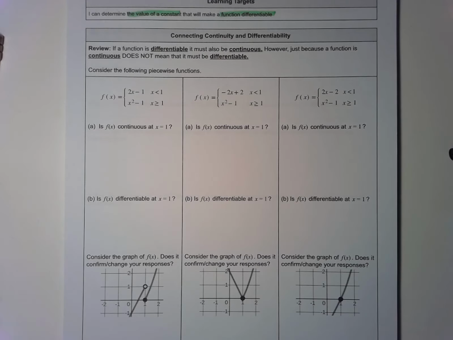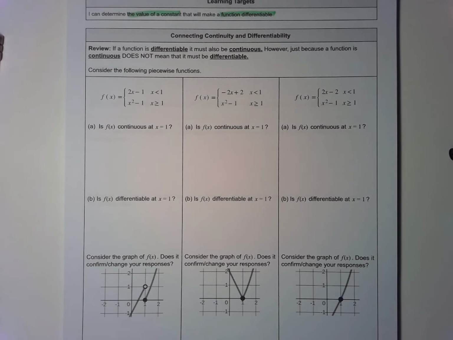As a review, if a function is differentiable, it has to also be continuous. However, just because a function is continuous does not necessarily mean that it's differentiable. There are times when a function is continuous, which means connected, like at a corner, a cusp, or a vertical tangent line, but the derivative does not exist there. However, if the derivative exists, the function has to be continuous, because not being continuous disqualifies it from being differentiable. Okay. Considering the following piecewise functions, you're going to notice that there are three piecewise functions here.